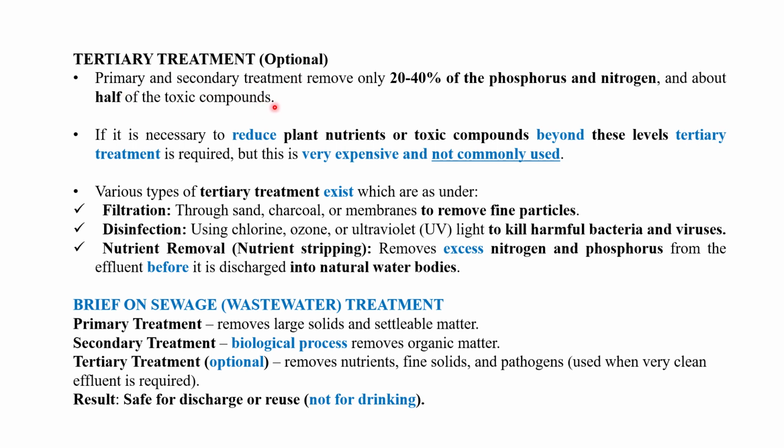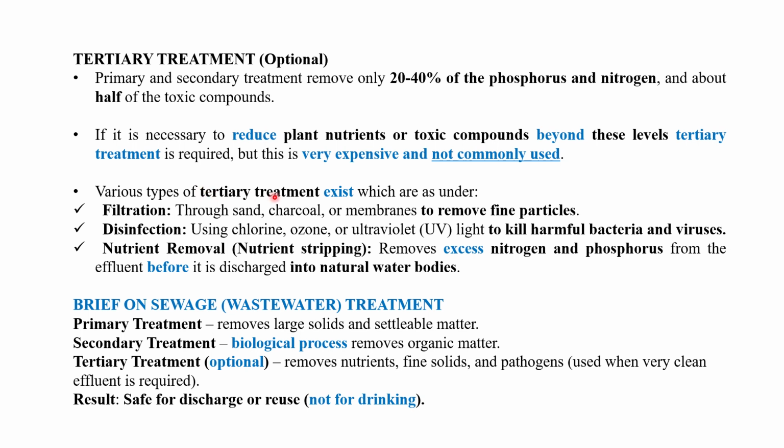So what it says is that primary and secondary treatment remove only 20 to 40% of the phosphorus and nitrogen and about half of the toxic compounds. If it is necessary to reduce the plant nutrients, meaning phosphorus and nitrogen, or toxic compounds beyond this level, the tertiary treatment is required. But normally it is very expensive and not commonly used.